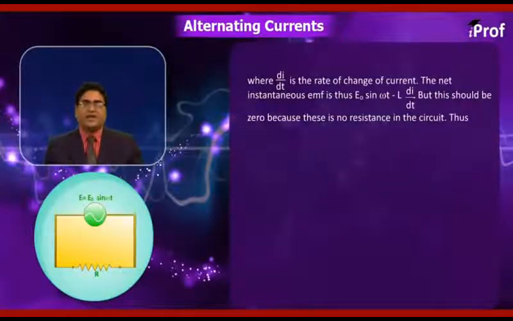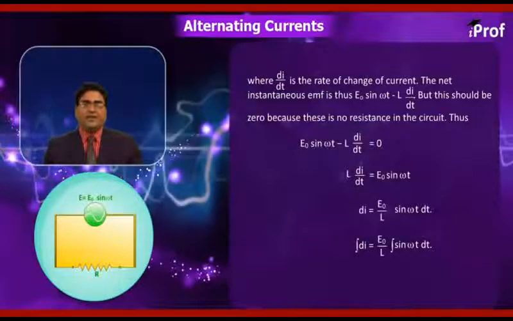The net instantaneous EMF is thus E naught sin omega t minus L di upon dt, but this should be zero because there is no resistance in the circuit. Thus E naught sin omega t minus L di upon dt equal to 0, or L di upon dt equal to E naught sin omega t, or di equal to E naught upon L sin omega t dt.